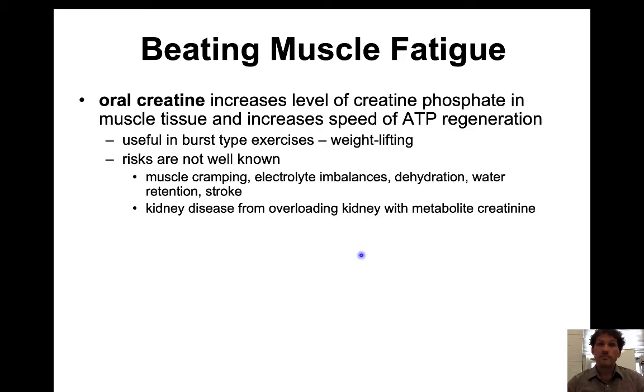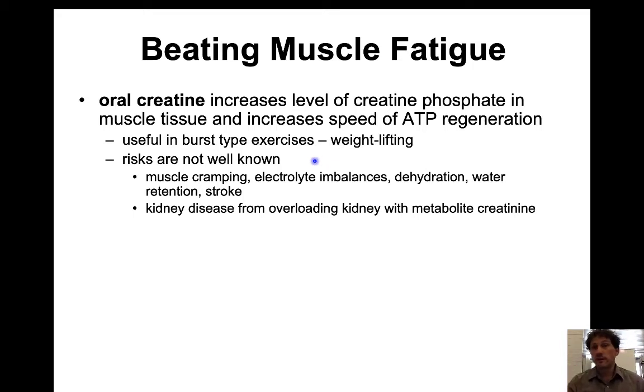Now, how can we beat muscle fatigue? So probably there's a handful of you out there that are taking oral creatine supplements, going into the gym, working out, and so again, that does increase the speed of that ATP regeneration. But again, if you think back to that first pathway, for 1 molecule of creatine phosphate, we're getting 1 molecule of ATP. And so really this is good for weightlifting, right? Really quick, short types of exercises.